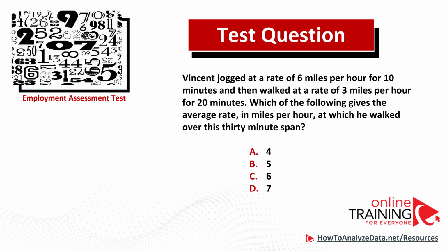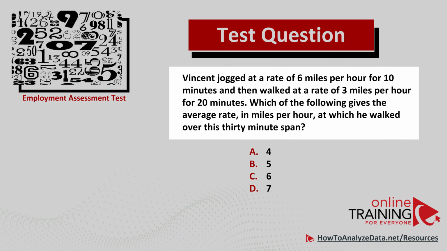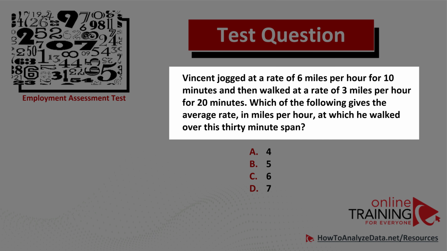And now, here's the question for your practice. Vincent jogged at a rate of 6 miles per hour for 10 minutes and then walked at a rate of 3 miles per hour for 20 minutes. Which of the following gives the average rate in miles per hour at which he moved over this 30-minute span?